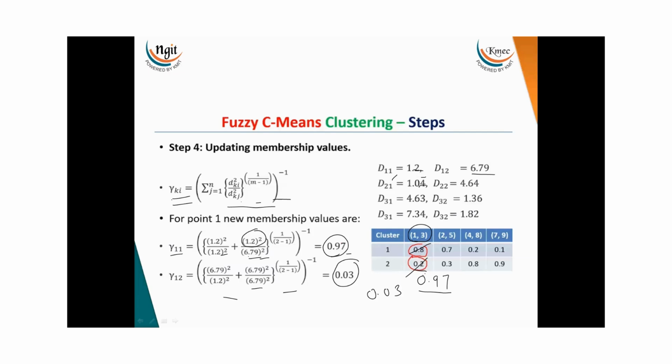Now you can see that the sum of 0.97 and 0.03 is equal to 1. And I told you earlier that these two values must sum to 1.